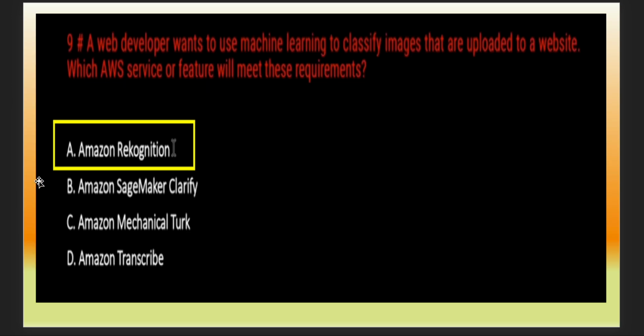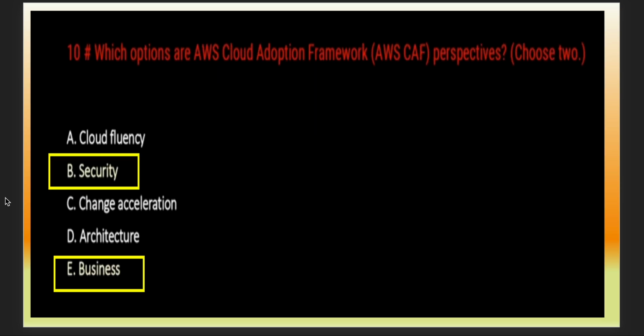A web developer wants to use machine learning to classify images that are uploaded to a website. Which AWS service or feature will meet these requirements? Amazon Rekognition. So which AWS service can it use for the machine learning to identify? Amazon Rekognition. Next, which options are AWS Cloud Adoption Framework, AWS CAF perspectives? The answer is security and business.